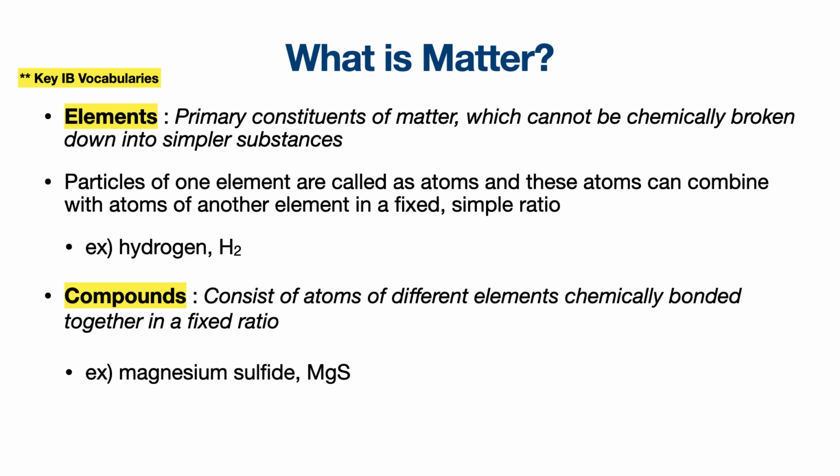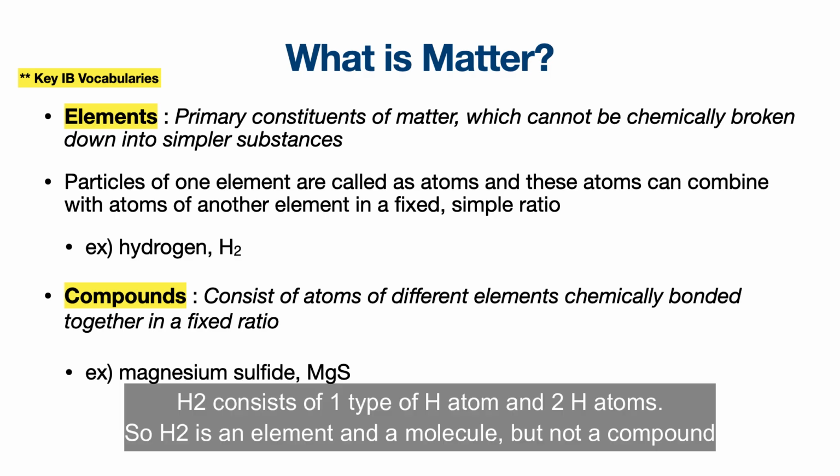To continue, particles of one element are called atoms. These atoms can combine with atoms of another element in a fixed simple ratio. Let me explain this with an example. Hydrogen, with the formula H2, is formed by 2 hydrogen atoms bonded together. It is also an element because it contains one type of atom. It can also be called a molecule because it has more than one atom. But it is not a compound because compounds are molecules made up of 2 or more different types of elements.